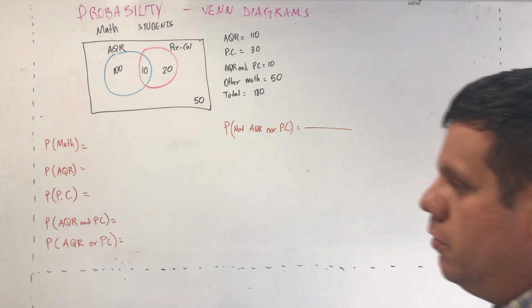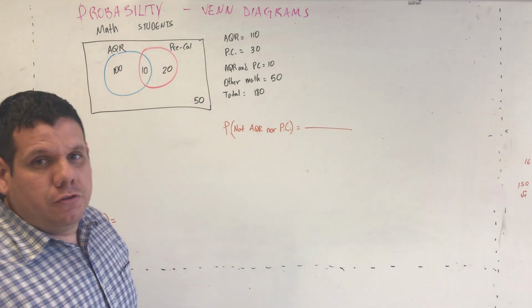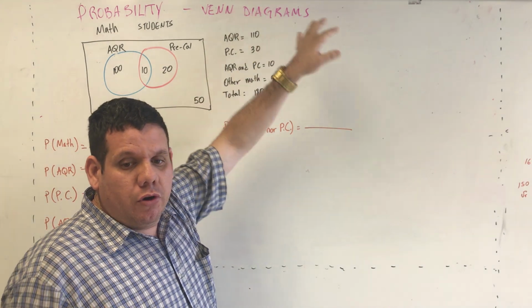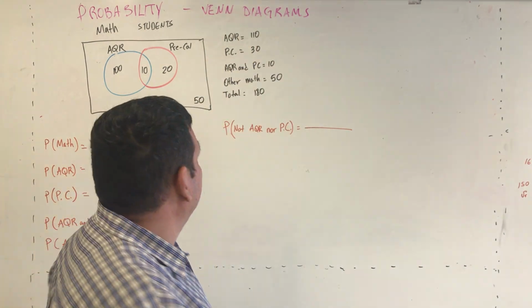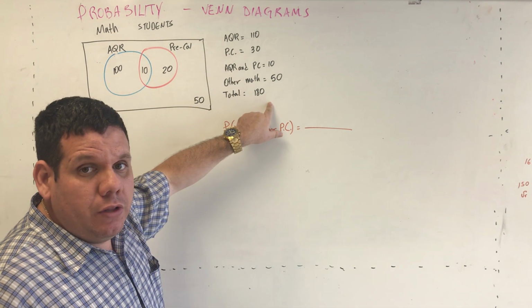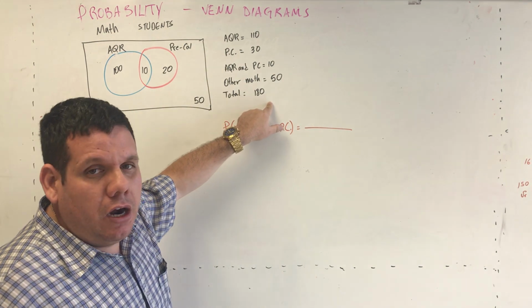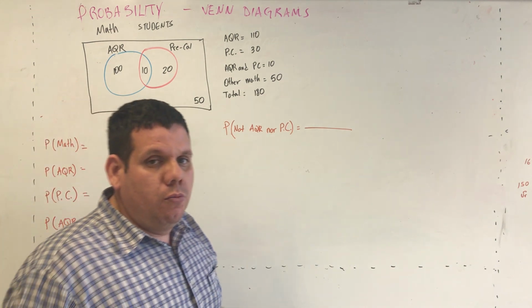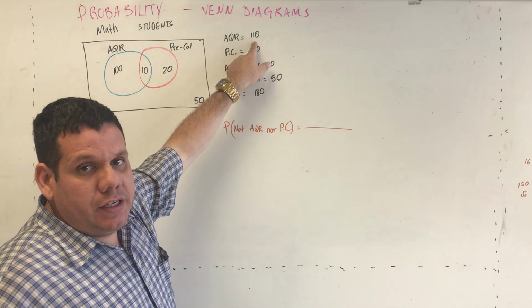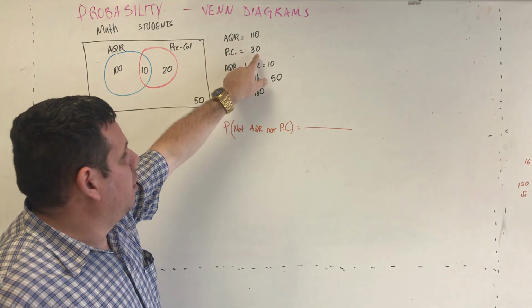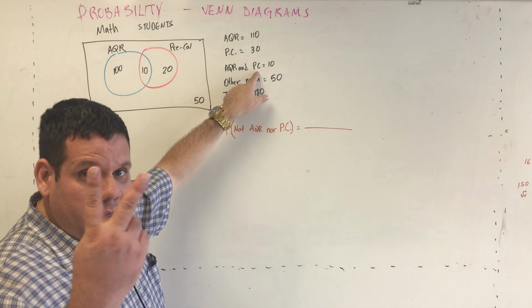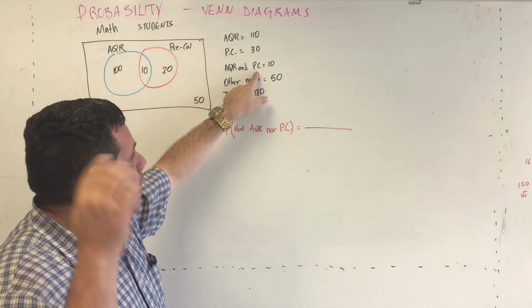Okay, good morning, students. The topic for today is probability, and we are going to use Venn diagrams to organize the data or the information. I have the situation. I have 180 students, and those students are taking one or more math courses. For instance, 110 are taking AQR, 30 are taking pre-calculus, and 10 are taking AQR and pre-calculus at the same time, two math courses.